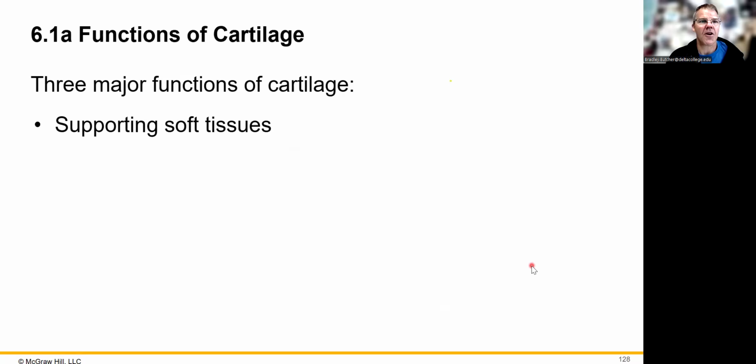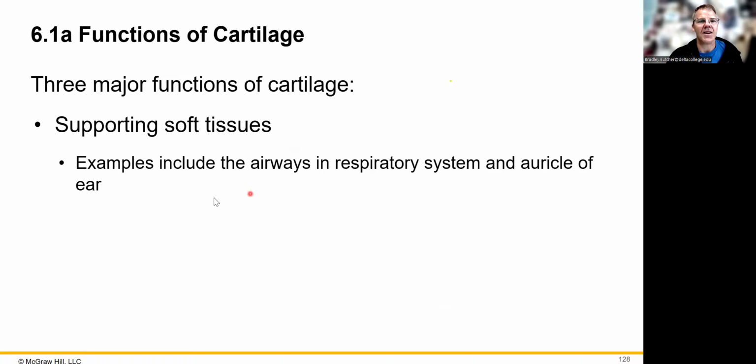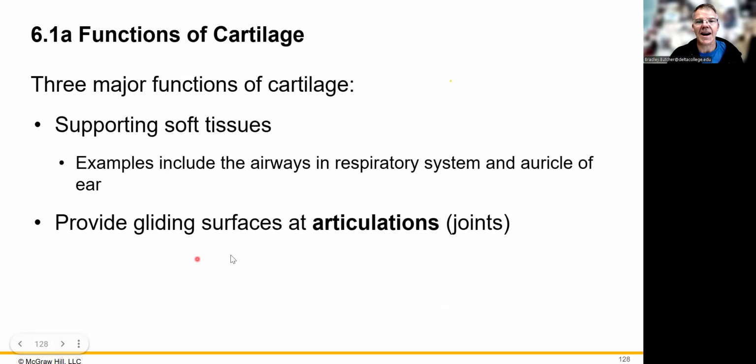Functions of the cartilage. Cartilage has three major functions. Supports soft tissues, muscles, and such. Some examples are in the airway and the respiratory system, the auricle of the ear, right? We talked about that. Providing a gliding surface. So those are those articulations, joints where two bones come together and they glide together. We don't want just bone on bone, but we want that soft cartilage allowing for that gliding to happen. And then they model for bone formation.